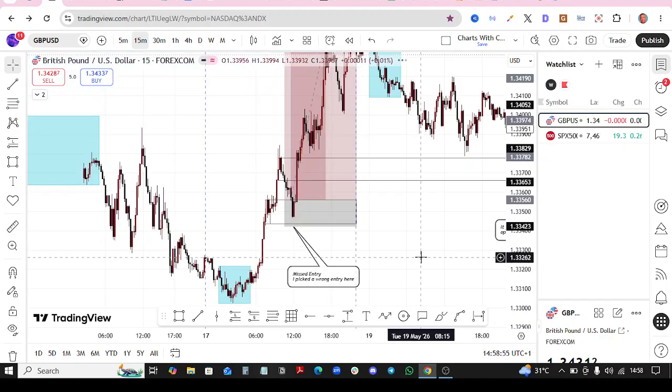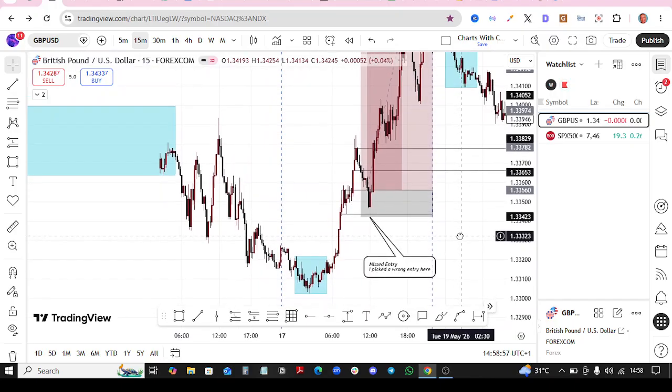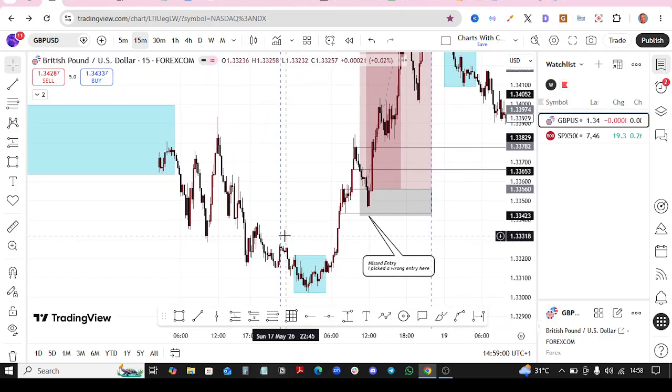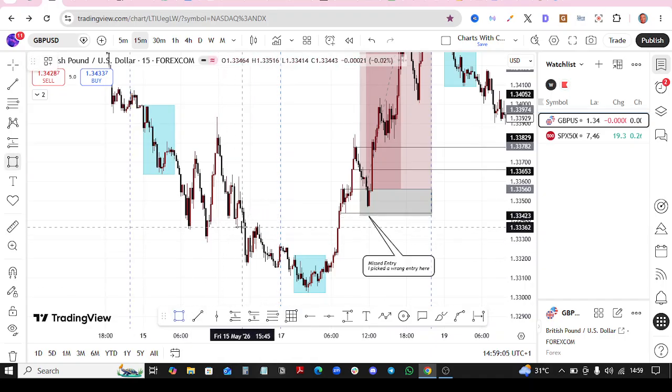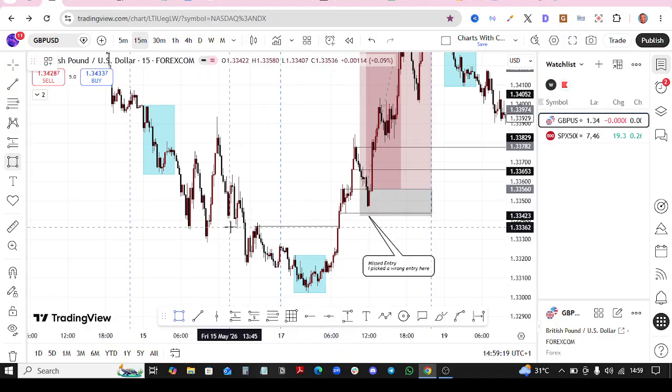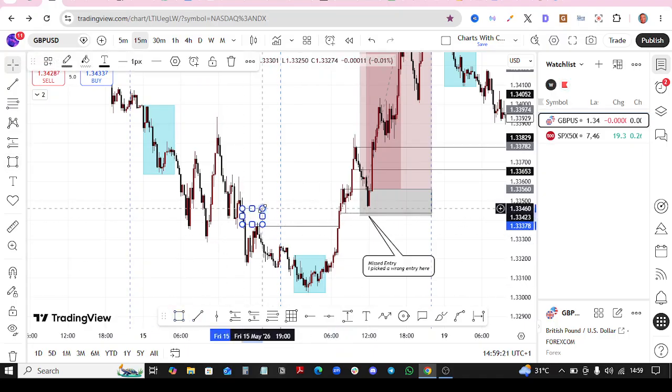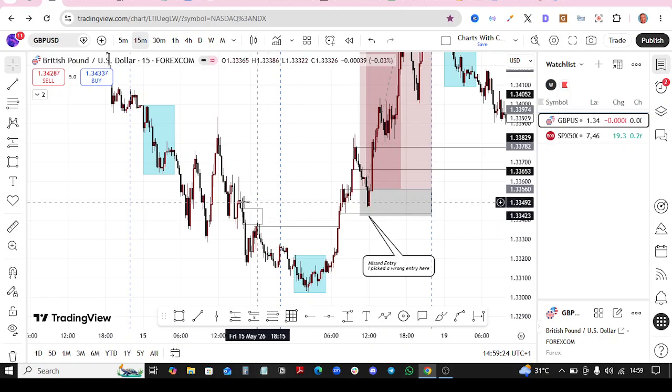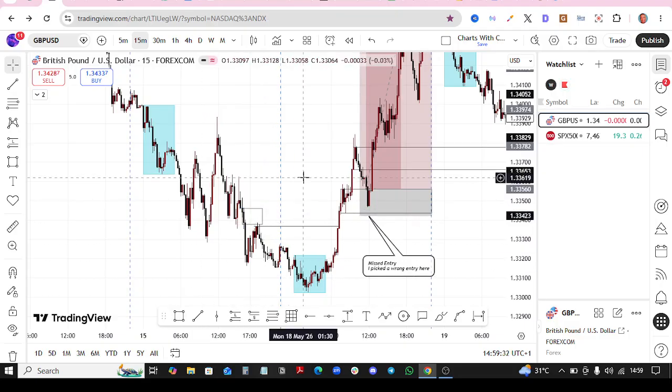Okay, so this was where we had a shift in market structure. This zone here. Why am I marking this zone? This was the last mitigated candle here. So immediately it failed. This was supply. This is the value supply. Immediately it failed. Then we changed structure, market structure shift.